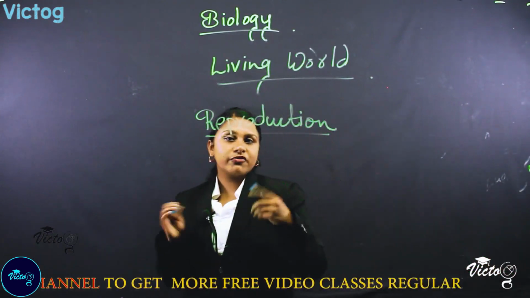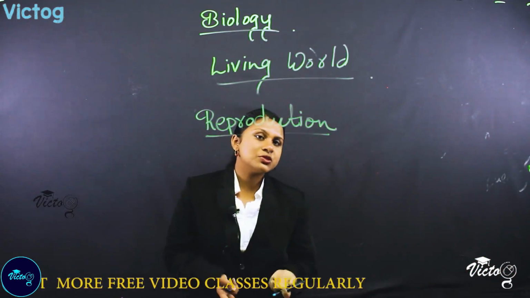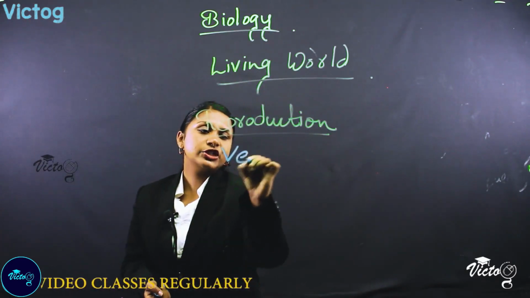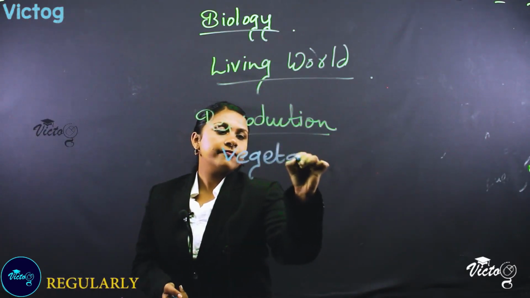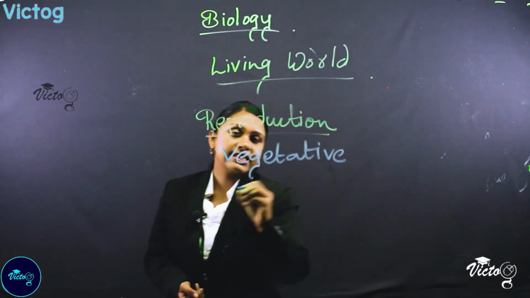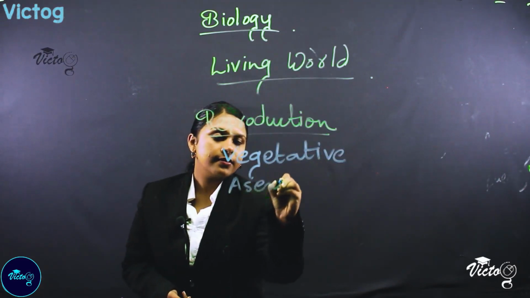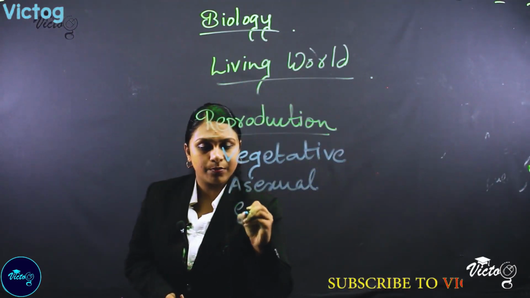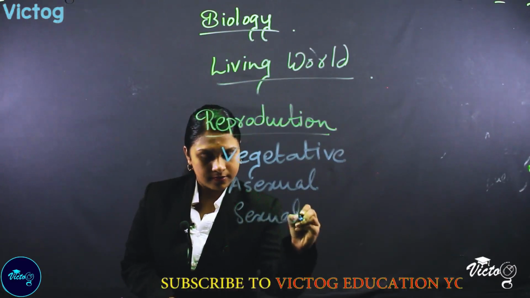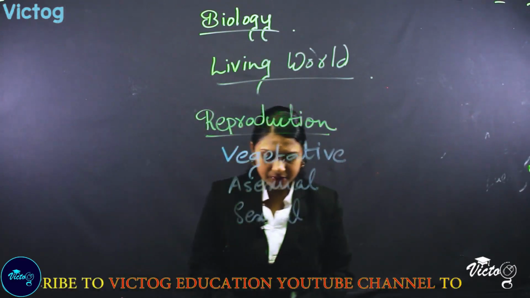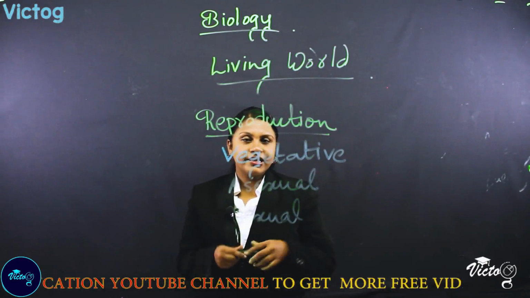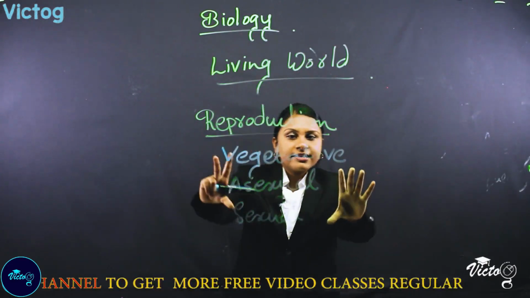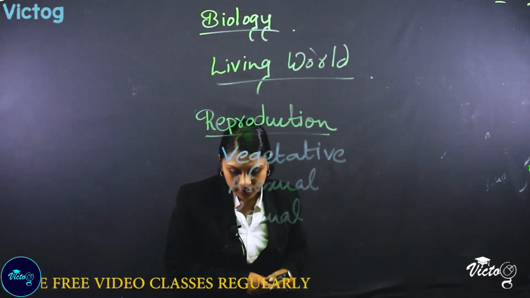Okay, now types of reproduction. Are you familiar with the types of reproduction? Yes: vegetative, asexual, and sexual mode. In your NCERT, it is given in a complicated manner, but all these are given in your NCERT textbook.